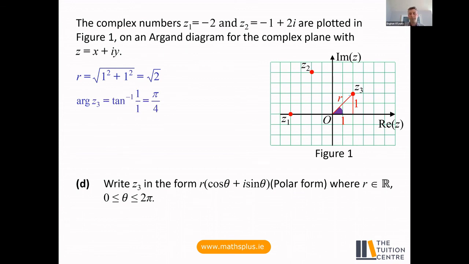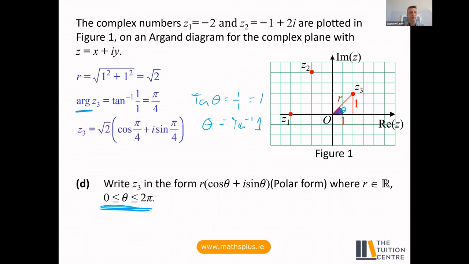What happens next? I'm going to call this theta. So I'm going to say the tan of theta is equal to 1 over 1, which is 1. So theta is equal to the inverse tan of 1. And so over here, I'm saying the argument of z3 is the inverse tan of 1 over 1, which is equal to pi over 4. So we're in radian mode. Why? Because it tells us in the question that 0 is less than or equal to theta is less than or equal to 2 pi.